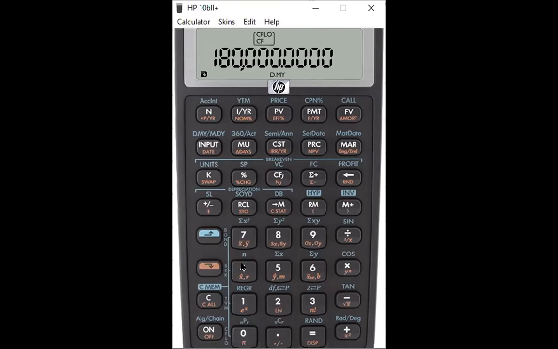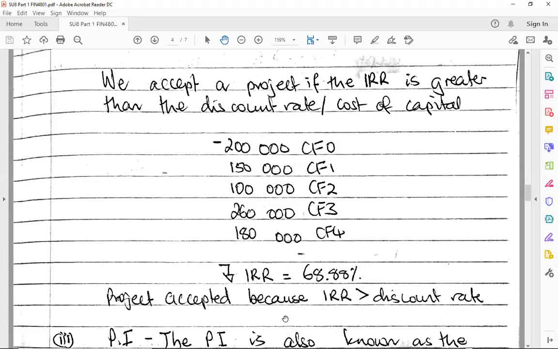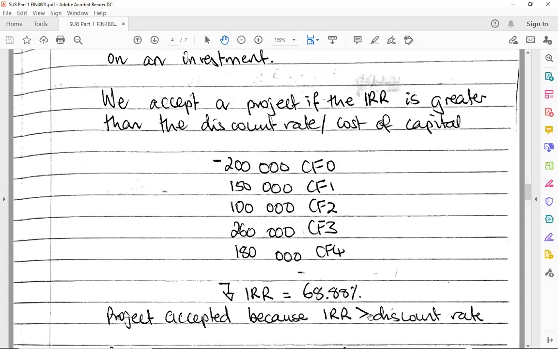And then we press the red shift button, then we come to CST IRR, and we get 68.88%. So this is a very high internal rate of return. And because of that, we accept the project because the internal rate of return is greater than our discount rate. Okay.